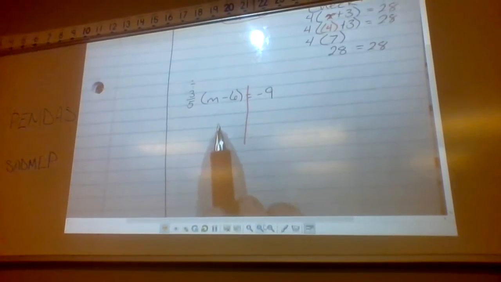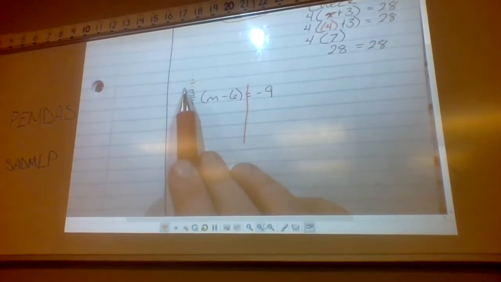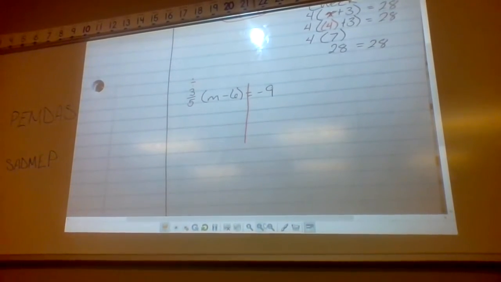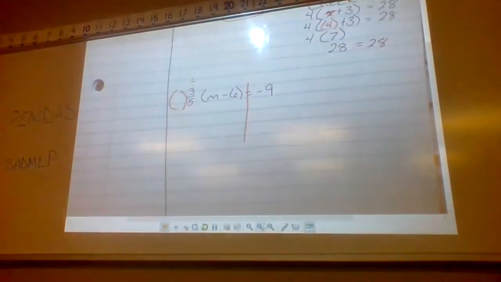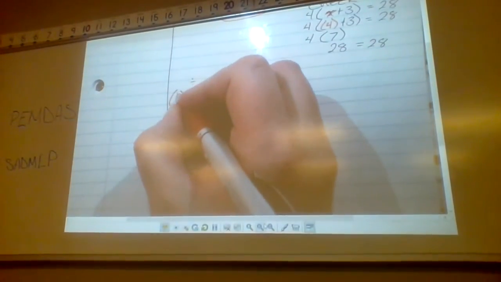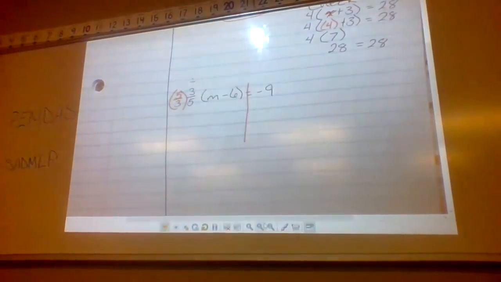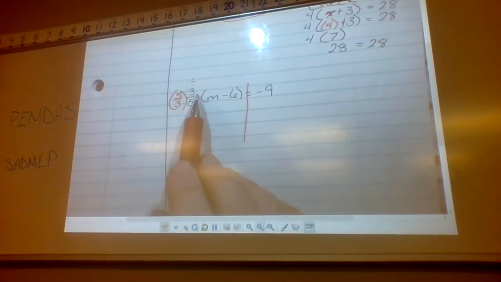So if this is subtraction and division, what's the inverse of division? So we're going to multiply by its reciprocal. So we just write it upside down, 5 over 3. Because what is 5 times 3?